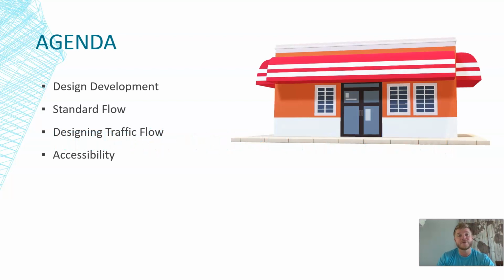So today we're going to talk about design development. We're going to talk a lot about the standard flow and designing a traffic flow, which has a lot to do with accessibility as well. And when we are in class on Wednesday, this is what the next major assignment will be, designing an area and basing it all around accessibility and traffic flow. So how to move a lot of people around quickly.